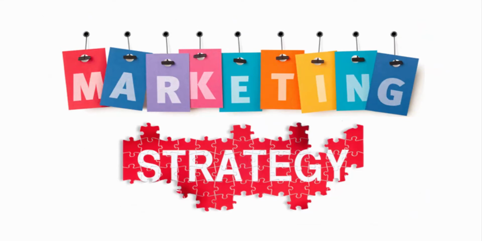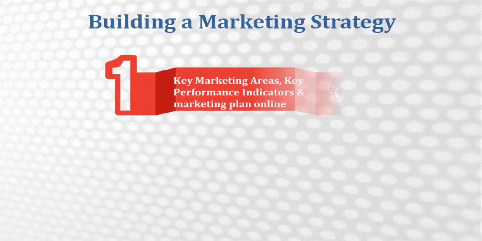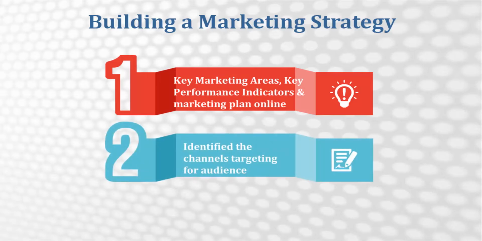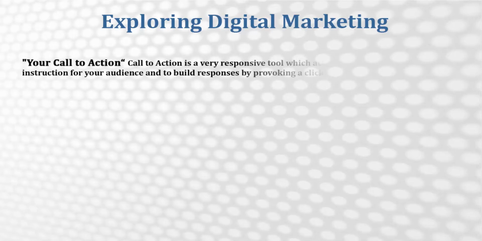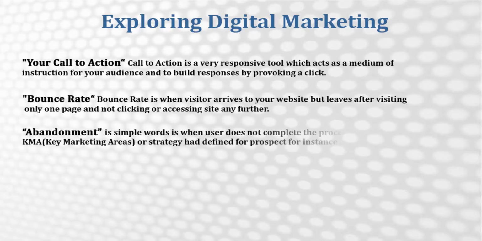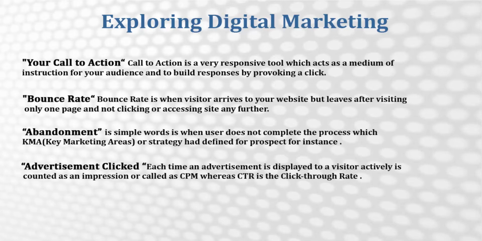When you are building a marketing strategy, it is necessary to understand what your key marketing areas are, which you need to focus on when your product or services go online, and when they are online, which products and services act as a key performance indicator. It means that your products and services have some unique selling point compared to the competitors' products and services. The second important point is which type of channel our competitors are using for targeting the correct audience. Let us explore digital marketing with four terms: call to action, bounce rate, abandonment, and when the advertisement is clicked by the visitor.